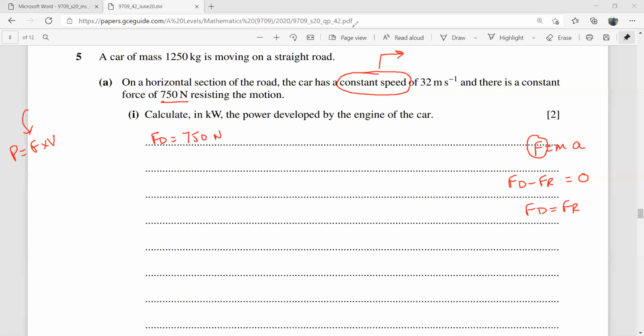So this is the power we have to find. We have the forward force that is 750 and we have the speed that is 32. So please tell me how much is this? Okay, this is 24 kilowatt. It says calculate in kilowatts, so you have to write it as 24 kilowatts. You have to see in what form the examiner is asking for the answer. Okay, now let's go on to the second part.